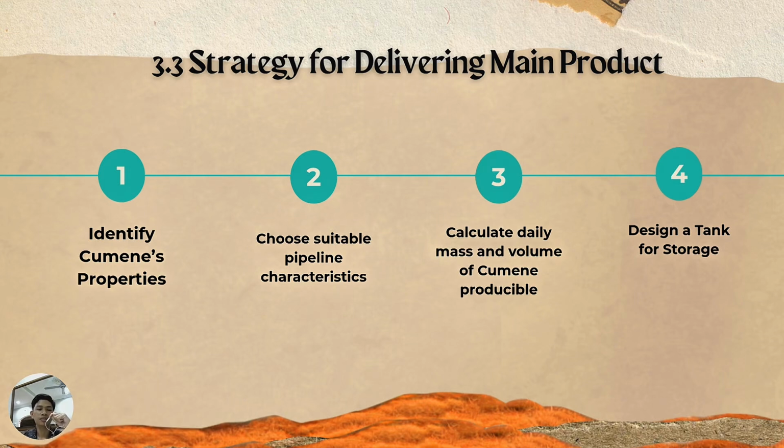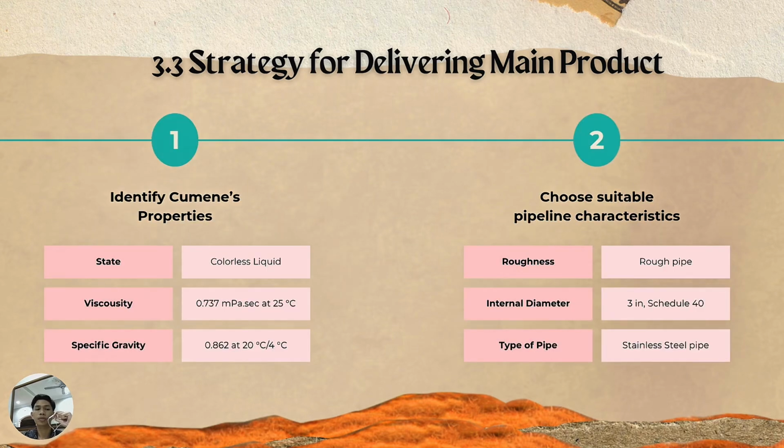The first step is to identify cumene's properties. Second step is to choose suitable pipeline characteristic. The third step is to calculate daily mass and volume of cumene producible. And the last step is to design a tank for the storage of cumene. The first step is to identify cumene's properties. Cumene is a colorless liquid that has the viscosity of 0.737 millipascal second at 25 degrees Celsius and has the specific gravity of 0.862 at 20 degrees Celsius over 4 degrees Celsius.